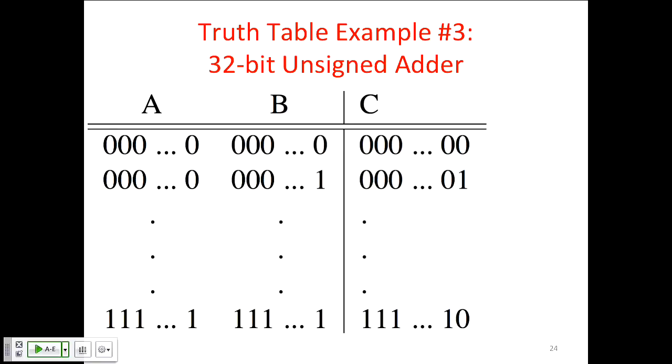2 to the 32? It's actually 2 to the 64, right? I have 64 inputs here. I have 32 bits for A, 32 bits for B. There's actually 64 bits of input. I need 2 to the 64 rows of the table. That'd take a bit of paper to write down, a lot of screens. That's a huge number, right?